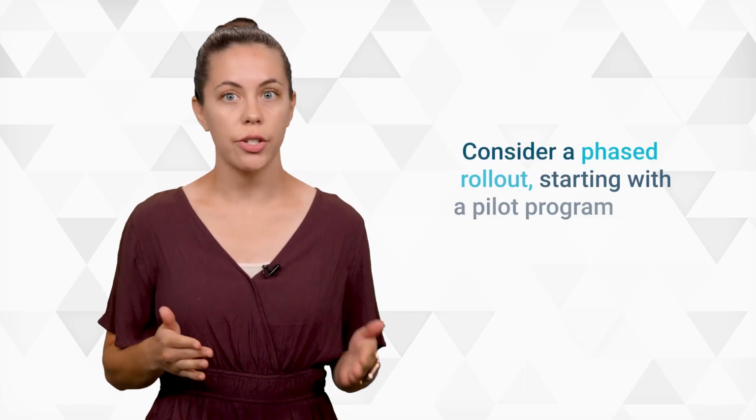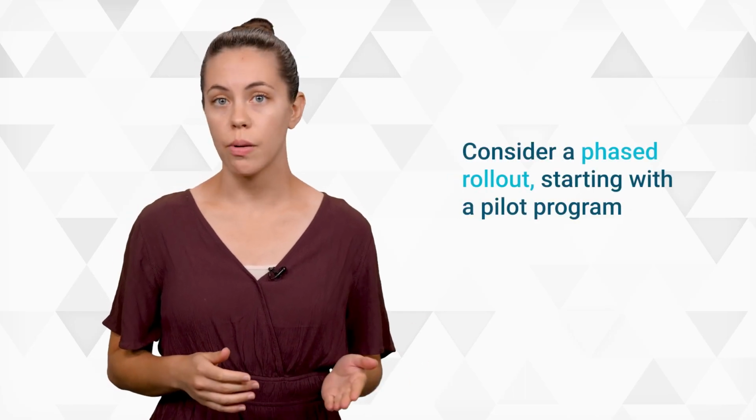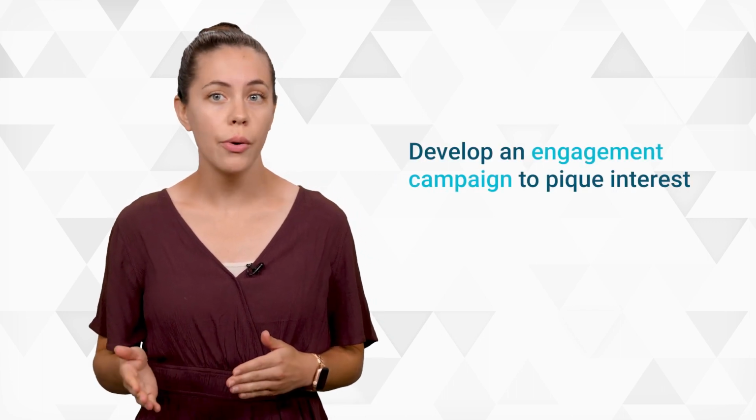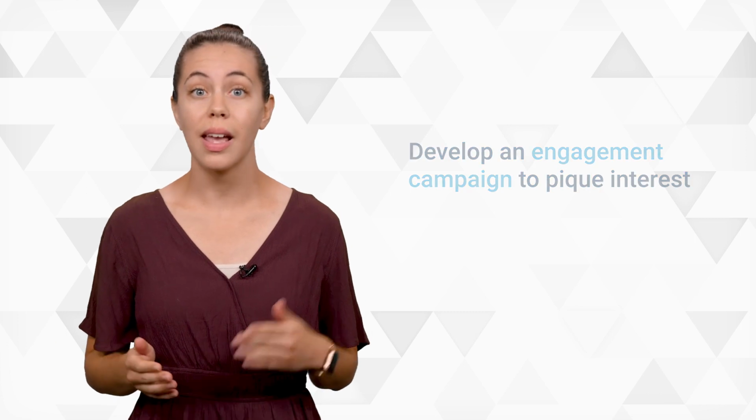Next, consider a phased rollout, starting with a pilot program. This way, you can work out the kinks with a small but diverse group of users. Third, for the broader launch, develop an engagement campaign to pique interest in how UCaaS will improve both the business and users' individual roles. Do this upfront, and you can ease user hesitancy about the new technology.